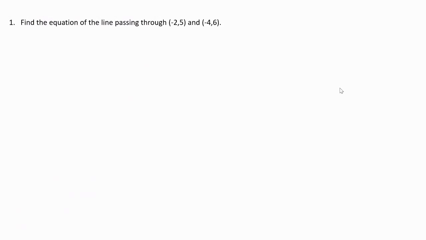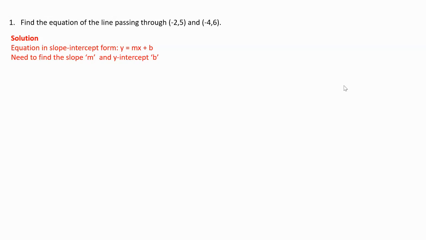Number one states: find the equation of the line passing through the 2 points, which are negative 2, 5 and negative 4, 6. So what's my solution? My solution is that we have to find the equation in slope-intercept form, which is y equals mx plus b. So I need to find my m, which is the slope, and the b, which is the y-intercept.